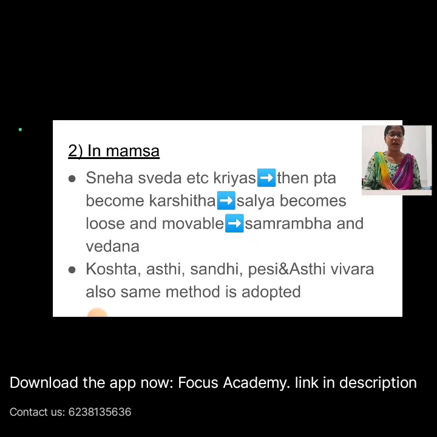Okay. And the same method of Mamsa can also be applied in Koshta, Asti, Sandhi, Peshi and Astivivara also. So in Mamsa, do Sneha Swedadi procedure, and by that the patient becomes Karshida. When the part becomes emaciated, the Shalya becomes a little bit movable, and by this movement Samramba and Vedana occurs. Same is also applied on Koshta, Sandhi, Asti, Peshi and Astivivara, right?